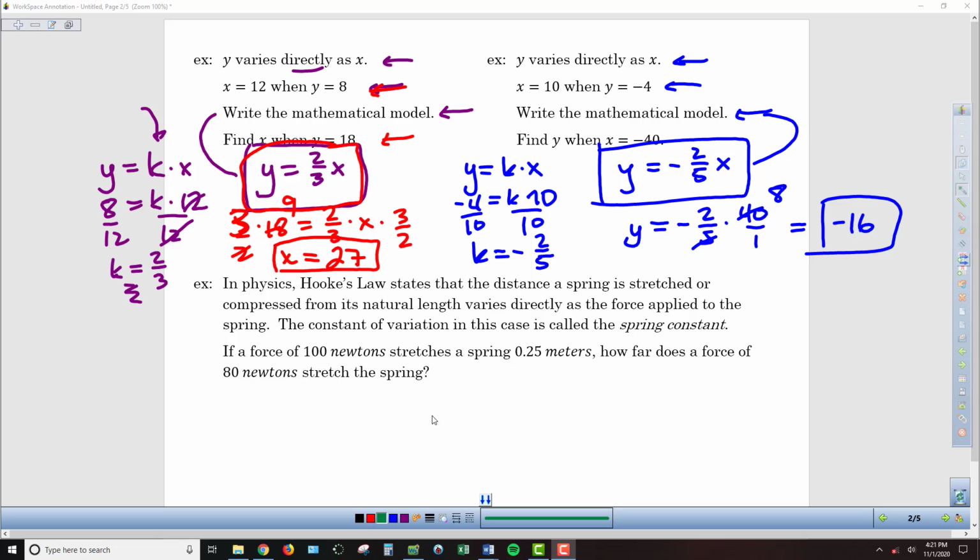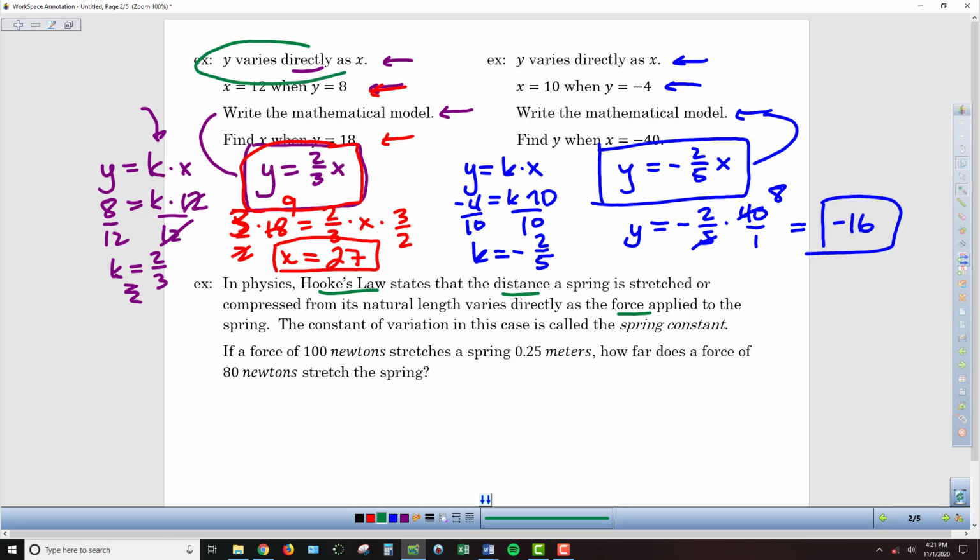In our third example, we just have a little bit more work to unpack, but it's still going to be a direct variation relationship. So in physics, we have Hooke's law, which states that the distance that a spring is stretched or compressed from its natural resting length varies directly as the force that's applied to it. So we have distance varies directly with force.